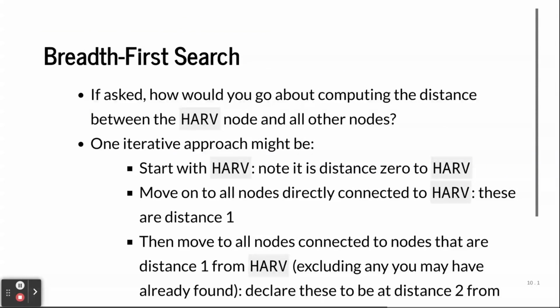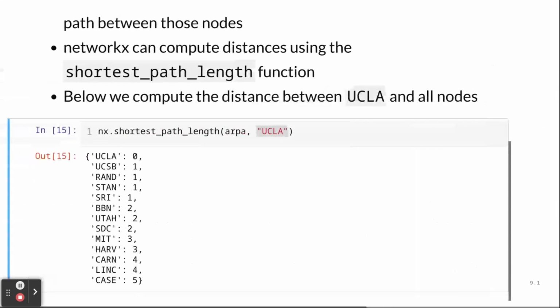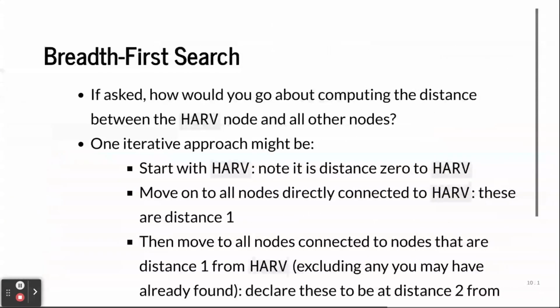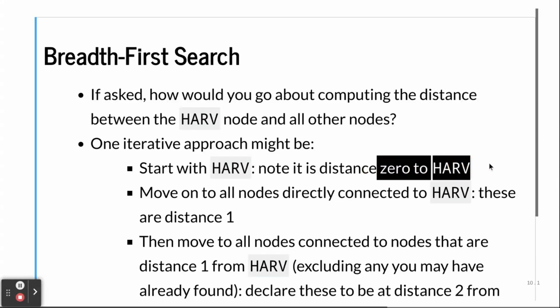So suppose that you are asked how you would go about computing the distance between, for example, Harvard and any other node. You can't just call into the shortest path length function. You actually have to write the algorithm. How might you do it? Well, one way you could consider this would be an iterative approach where you start with Harvard and note that it is at a distance 0 to Harvard.